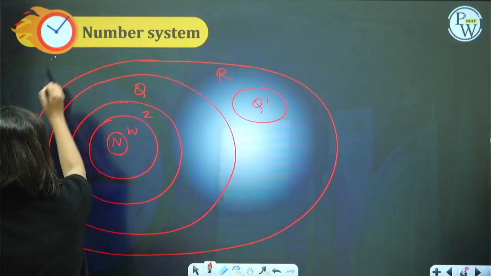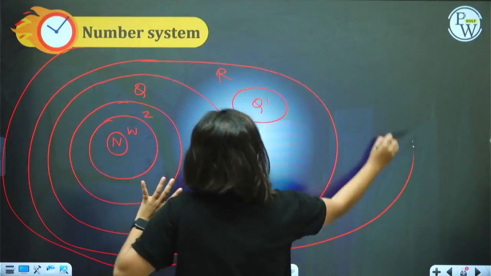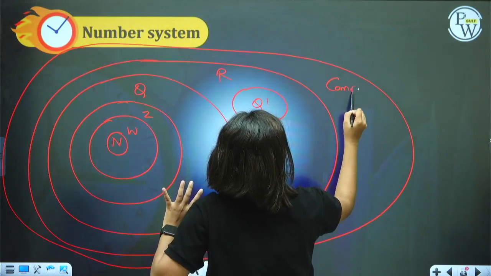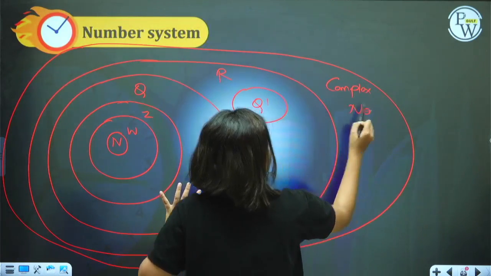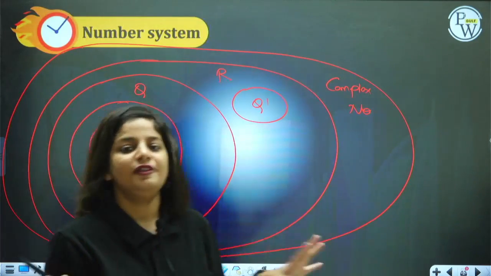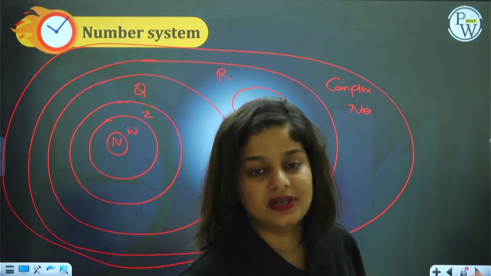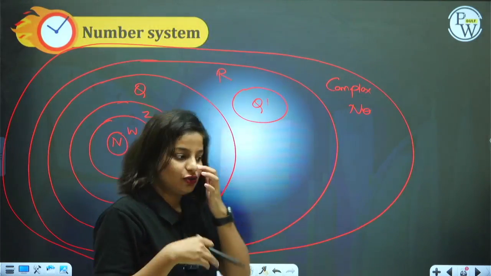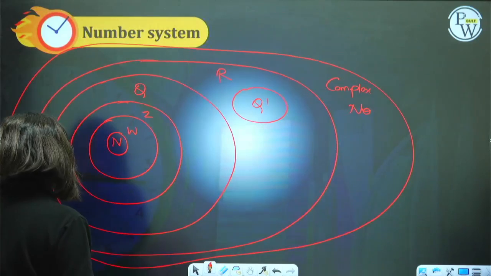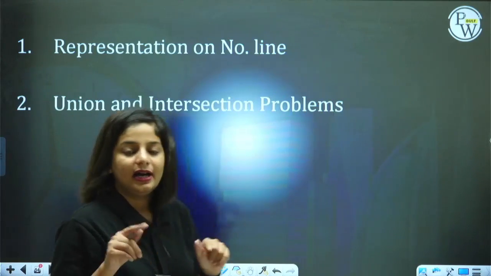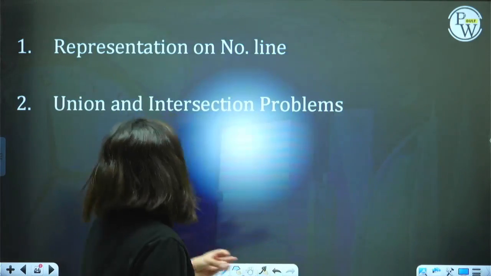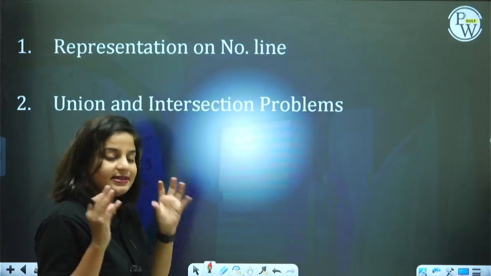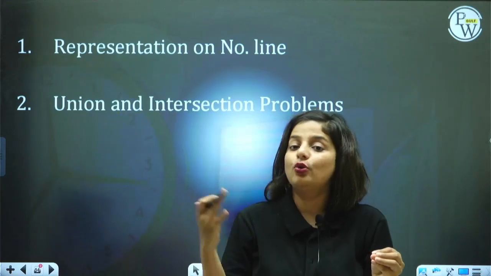And yes, in the next chapter that you will be studying very soon, all these numbers, real numbers, rational, irrational, everything comes under the complex numbers. Complex numbers have real numbers also a part of it. So that's the biggest set. Please remember, don't get confused with the name and how you denote it. Representation on number line, union, intersection. I hope these two things, basics, should be clear before we go to wavy curve method.